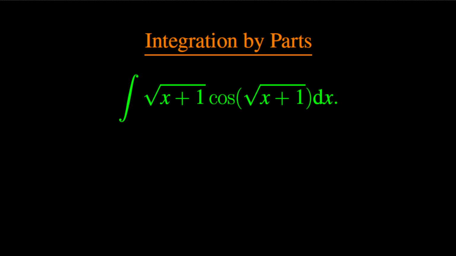Hello. Our aim in this video is to find the antiderivative of the function square root of x plus 1 times cosine of square root of x plus 1. This is a typical calculus 2 problem. We will carefully walk you through the solution.